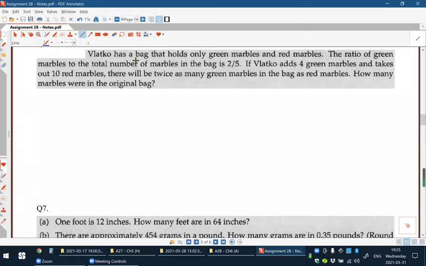Lucko has a bag that holds only green marbles and red marbles. The ratio of green marbles to the number of marbles in the bag is 2/5. If Lucko adds 4 green marbles and takes out 10 red marbles, there will be twice as many green marbles in the bag as red marbles. How many marbles were in the original bag?